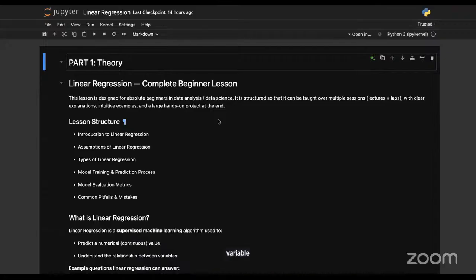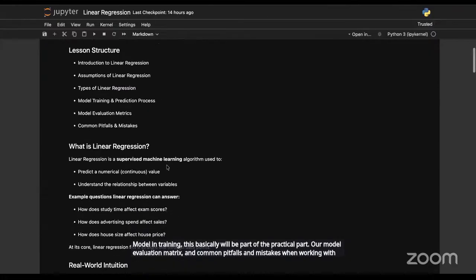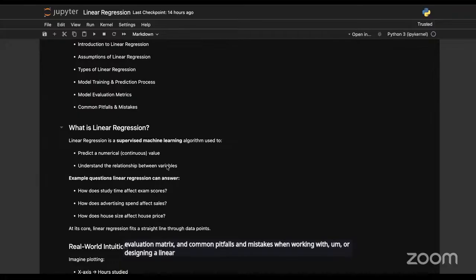This lesson is designed for absolute beginners in data analysis or data science. It is structured so that it can be taught over multiple lecture and lab sessions. The lesson structure will include linear regression, assumptions of linear regression, types of linear regression, model and training, which will be part of the practical part, model evaluation metrics, and common pitfalls and mistakes when working with or designing a linear regression model.